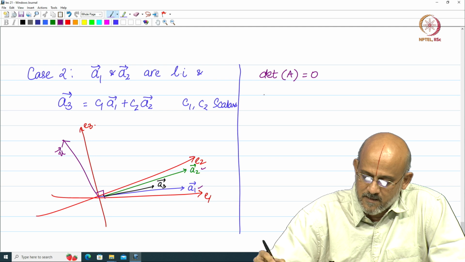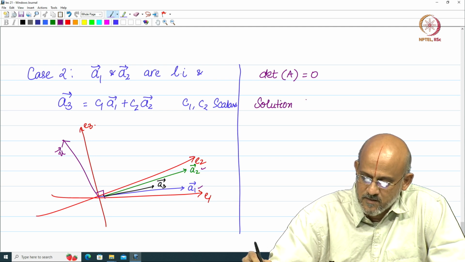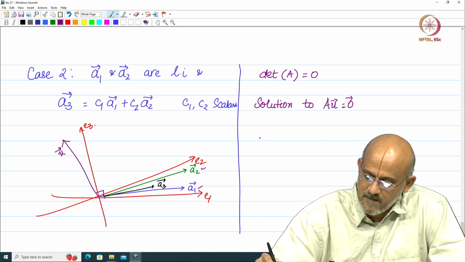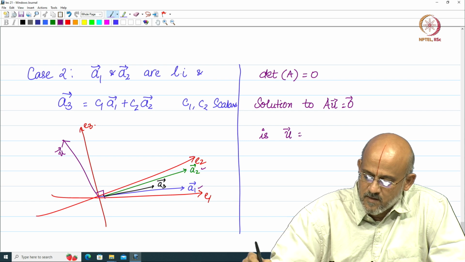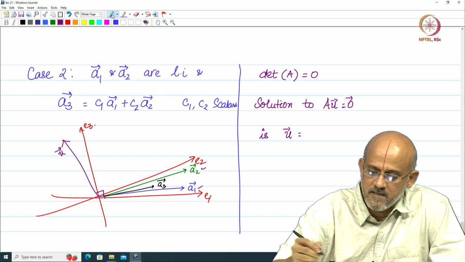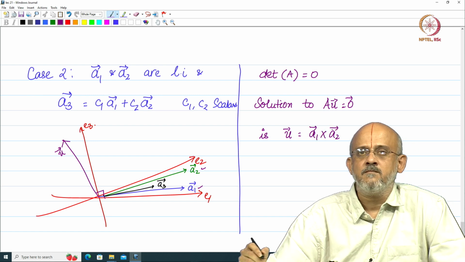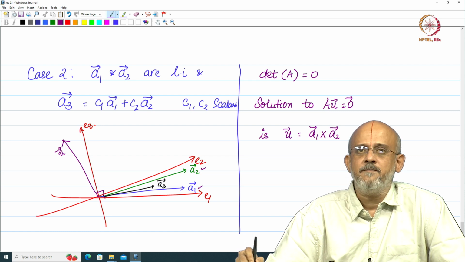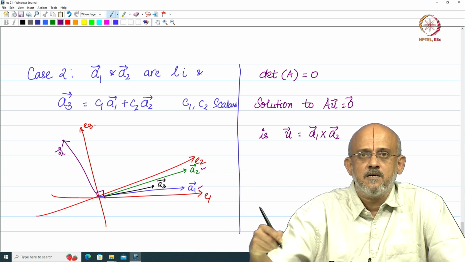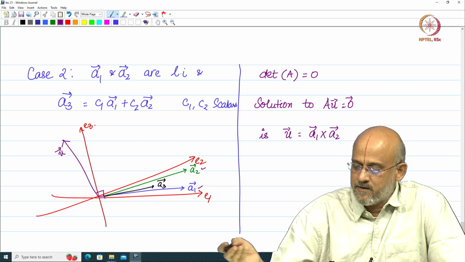So the solution now is basically the solution to Au equal to 0. In this case, u is the cross product of a1 with a2, and this vector is going to be perpendicular to both the vectors a1 and a2. Now we want to check if this vector is also orthogonal to the vector a3, because a3 is also in the same plane as a1 and a2.